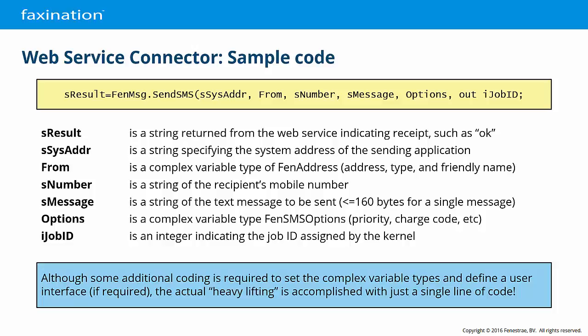S number is a string of the recipient's mobile number. S message is a string of the text message to be sent, equal to or less than 160 bytes for a single message. Options is a complex variable type of fin SMS options, which includes priority, charge code, etc. And iJob ID is an integer indicating the job ID assigned by the kernel. Now, although there is some additional encoding required to set the complex variable types and define a user interface if needed, the actual heavy lifting is accomplished with just a single line of code.